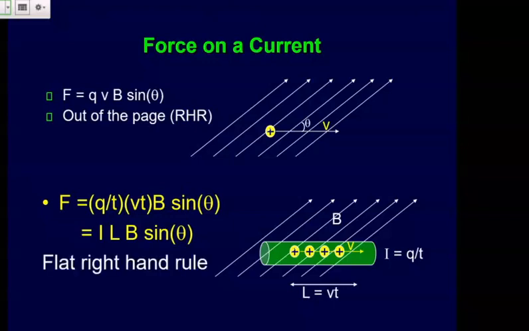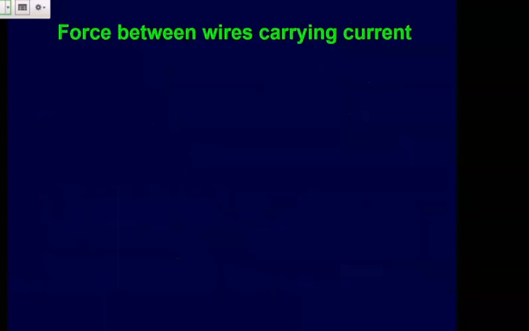And you can use the same right-hand rule, which is nice about it. It's just you're doing it for a bunch of charges instead of just one. And so we can look here at instances where there are two wires and whether or not those wires will feel a force. And so here's a wire coming out at you guys.